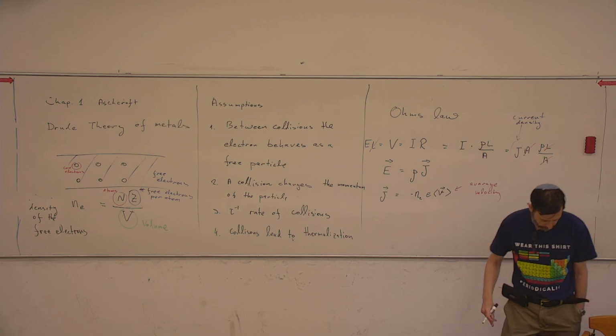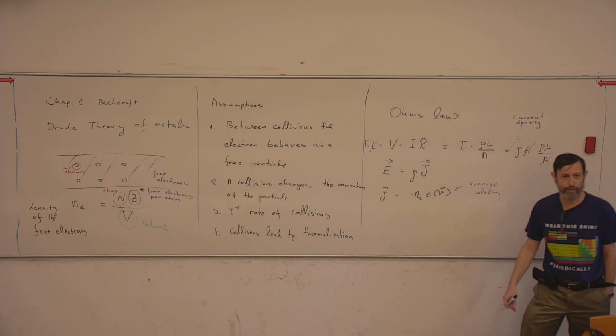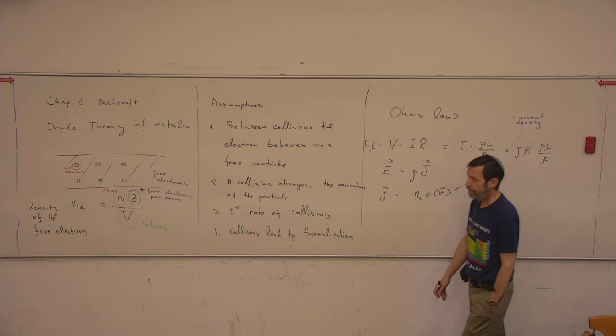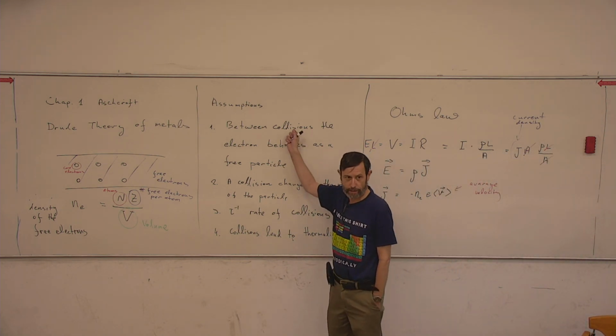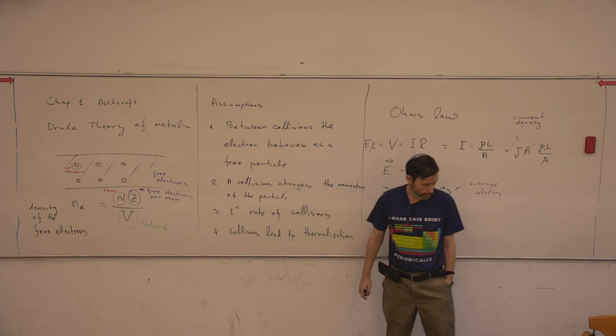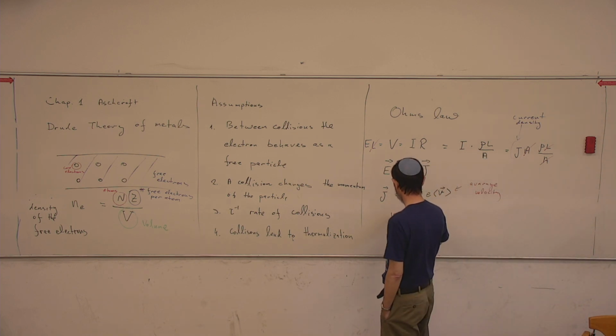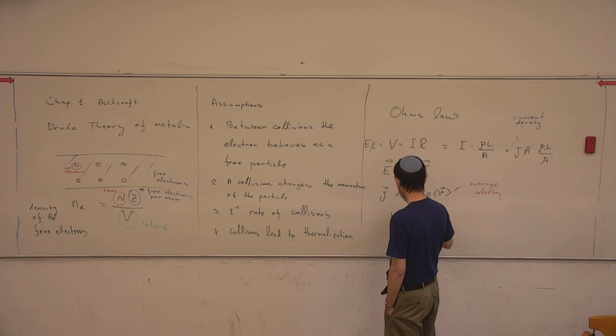Okay, so now let's go back to Sir Isaac Newton, and if I have a field and I have a free electron, a free particle, what is the velocity? What's the right?